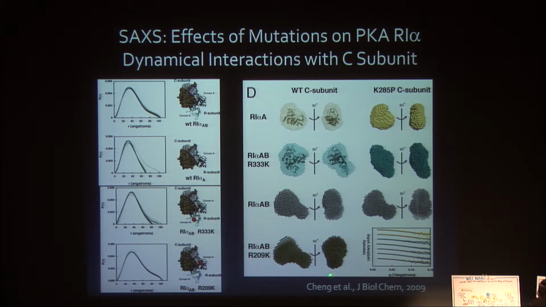This is a student that was in Susan's lab, Cecilia Cheng, and she wanted to investigate the effect of mutations in the R1 alpha subunit, as well as what happens when you truncate one of the cyclic nucleotide binding domains. So she did a series of experiments using small angle scattering, modeled those, and made some conclusions regarding the dynamic properties and the effects of those mutations on the dynamic properties of the A and the B domains.